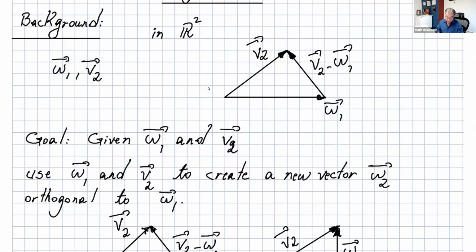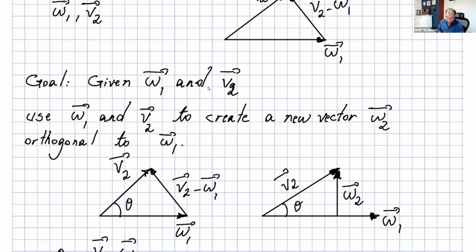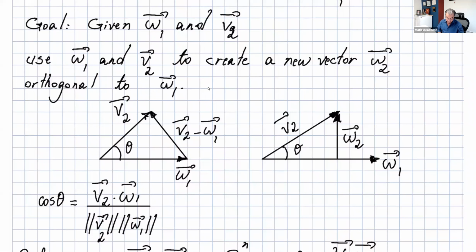Now, before starting, I'm going to refresh your memories. In R2, when we have two vectors, and I call them W1 and V2, we know this vector is going to be V2 minus W1. Now what's the goal? Given these two vectors, W1 and V2, we want to use them to create a new vector W2 that is orthogonal to W1. So we start from here, and our goal is to find a vector W2 which is orthogonal to W1, and I have it here for you. So how can we use these two vectors only and find that vector?